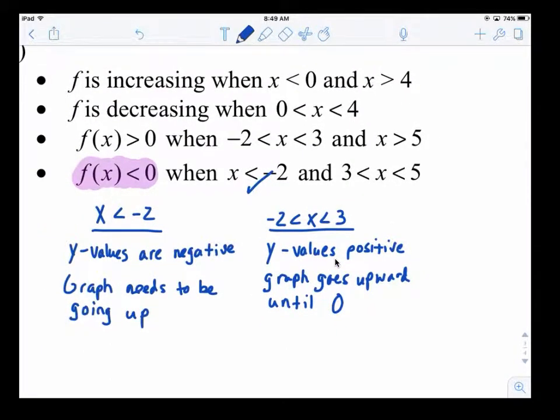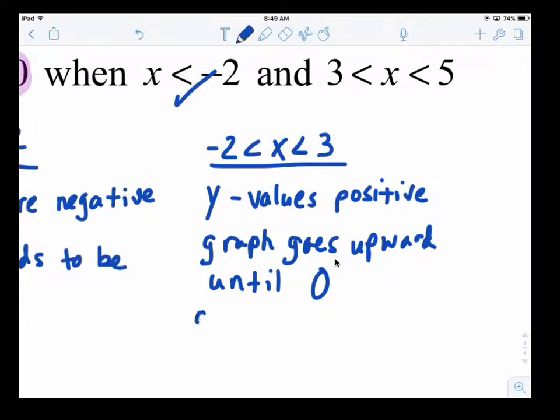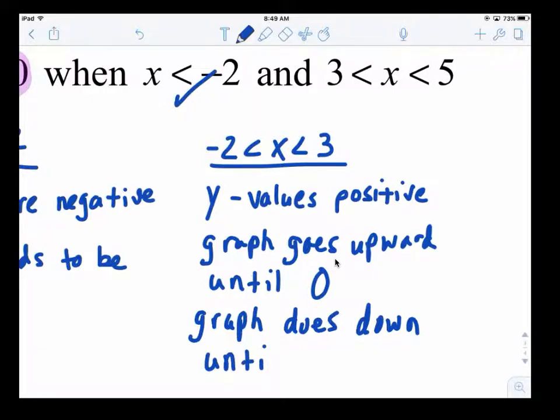And then what does it do once it gets to 0, what does it start doing? It starts decreasing. So now it's going down, right? So I need to be going down until I get to 3. So then graph goes down until 3.